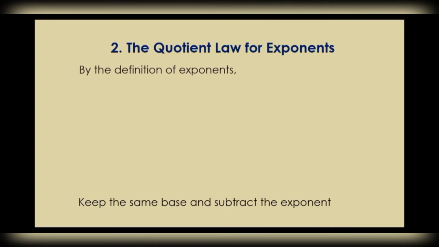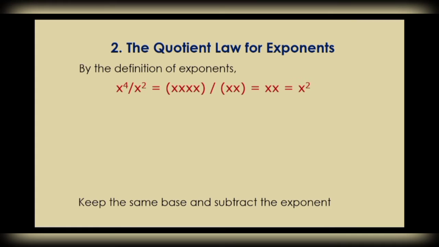Second law, the quotient law for exponents. By the definition of exponents, x to the power of 4 divided by x to the power of 2 is equal to 4 times x in numerator and 2 times x in denominator. So we can easily cancel out 2 x's of numerator by the 2 x's of denominator. So we have left only 2 x's, which can be written as x square.